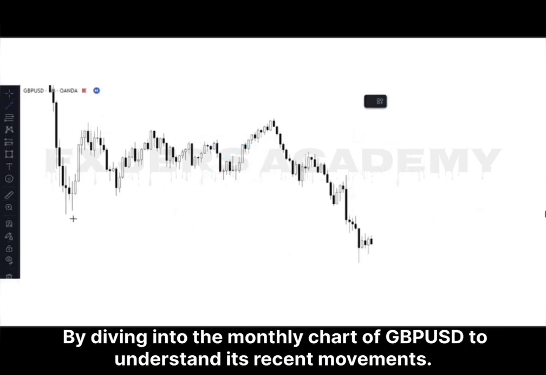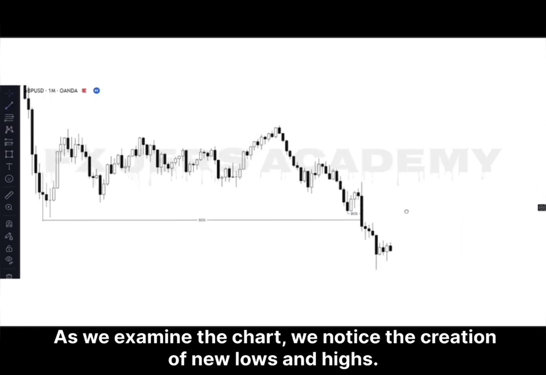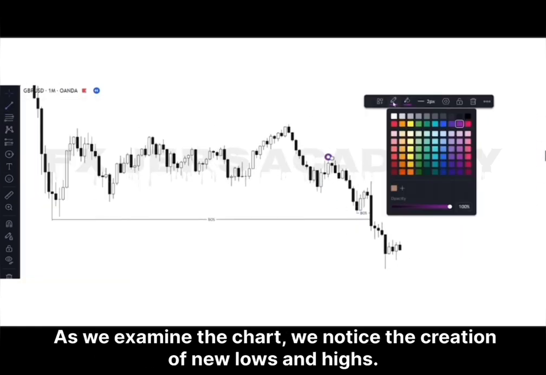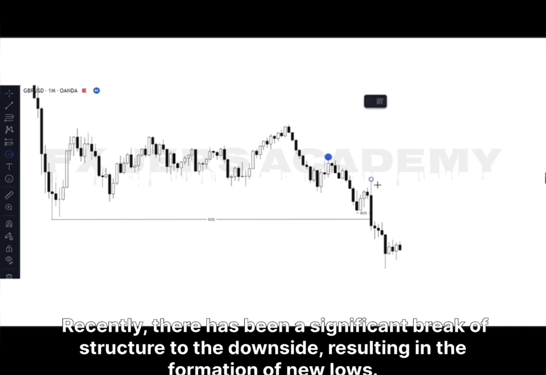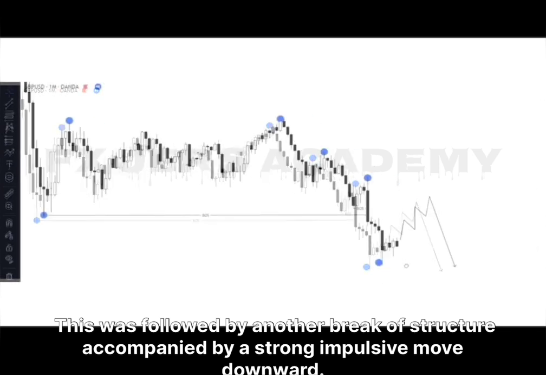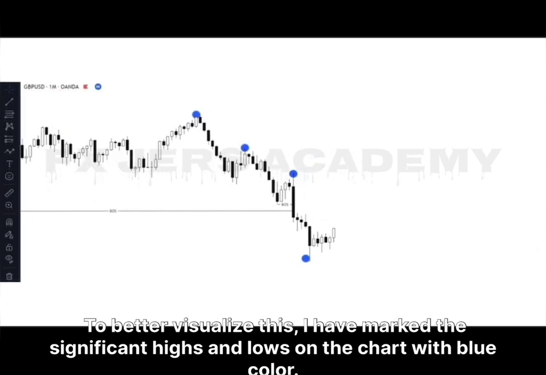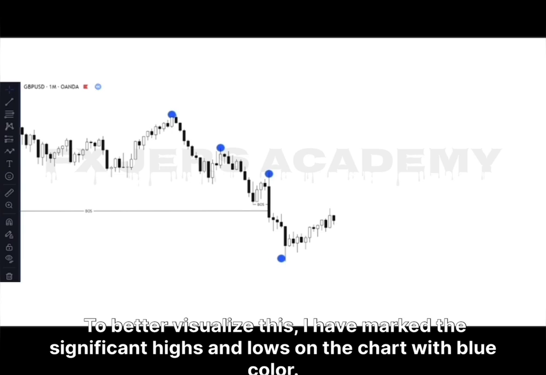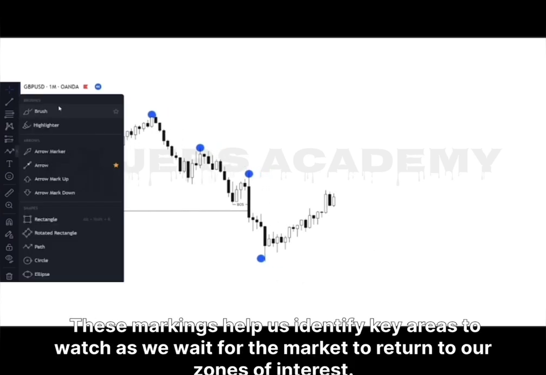Let's dive into the monthly chart of GBP/USD to understand its recent movements. As we examine the chart, we notice the creation of new lows and highs. Recently, there has been a significant break of structure to the downside, resulting in the formation of new lows. This was followed by another break of structure, accompanied by a strong, impulsive move downward. To better visualize this, I have marked the significant highs and lows on the chart with blue color.